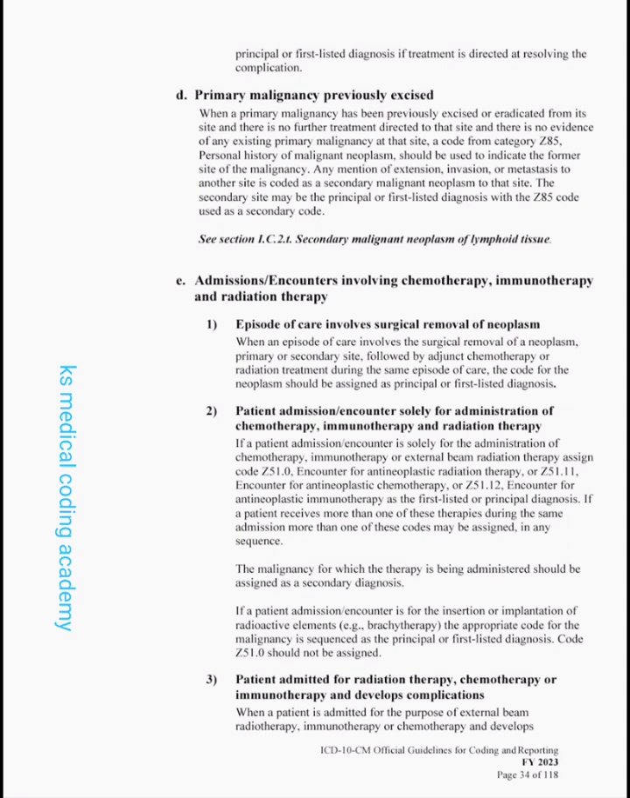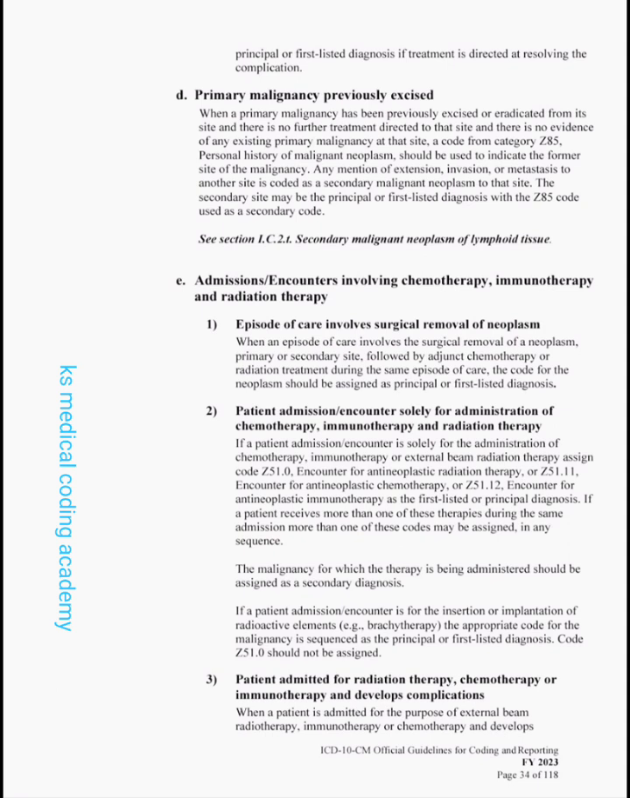When a primary malignancy has been previously excised or eradicated from its site and there is no further treatment directed to that site and there is no evidence of any existing primary malignancy at that site, a code from category Z85, personal history of malignant neoplasm, should be used to indicate the former site of the malignancy.